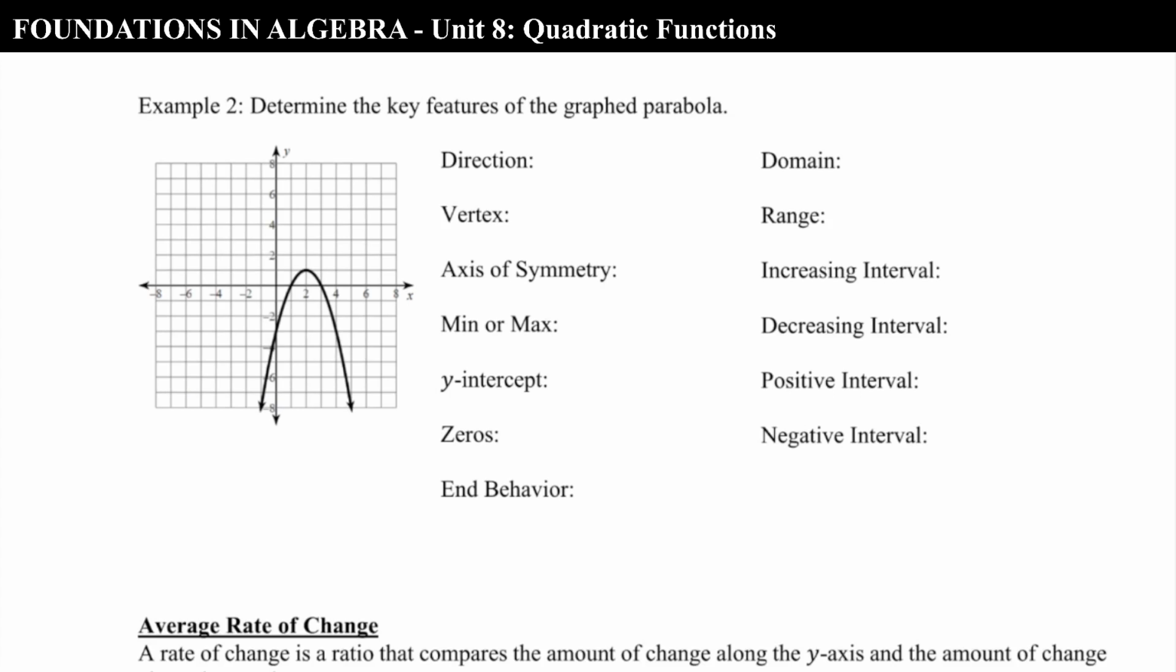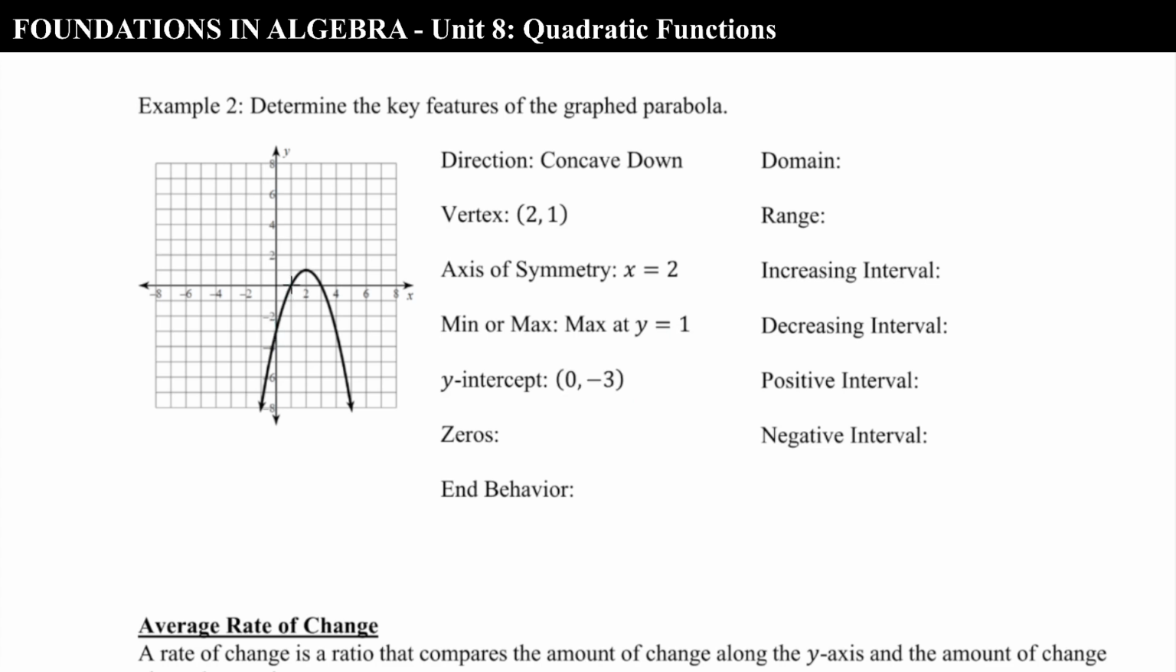Let's check example 2. So our direction is concave down this time. Our vertex is at 2, 1. Our axis of symmetry is along that x value of our vertex, so x equals 2. We have a maximum, and that maximum is at y equals 1, which happens to be the y value of our vertex. Our y-intercept is at 0, negative 3.